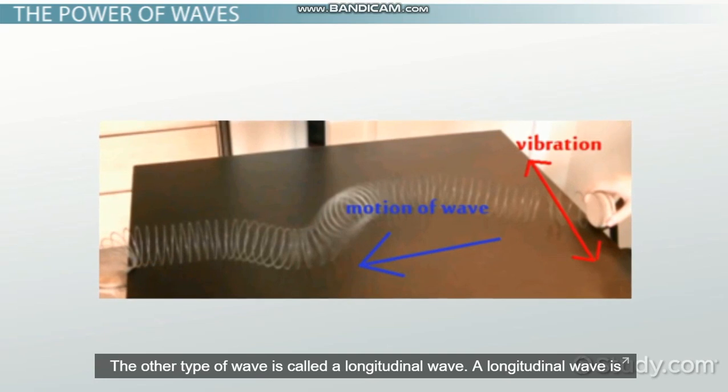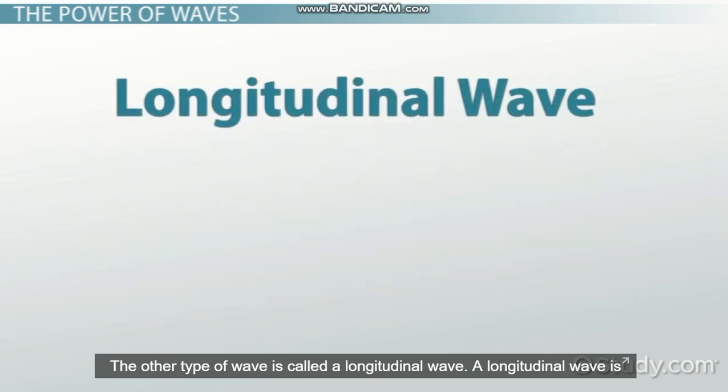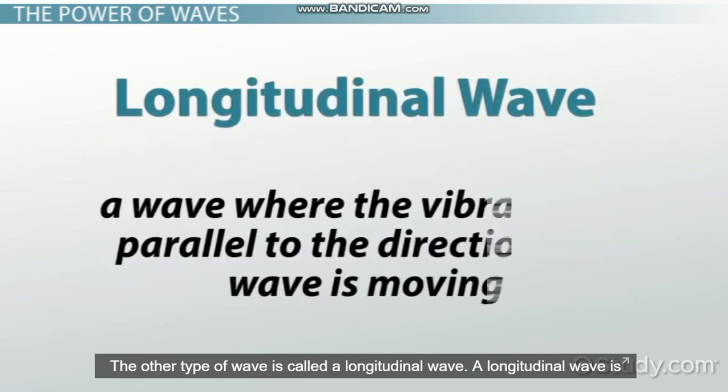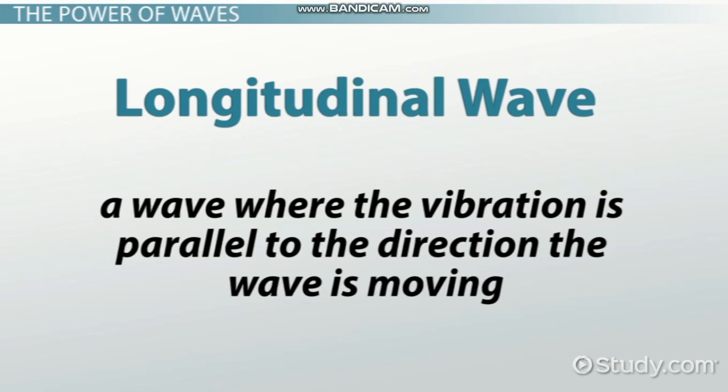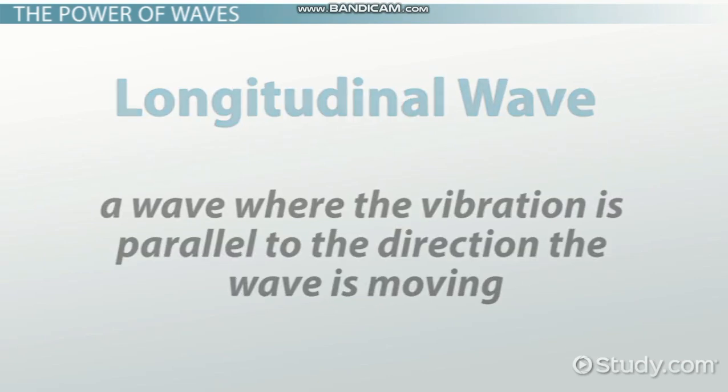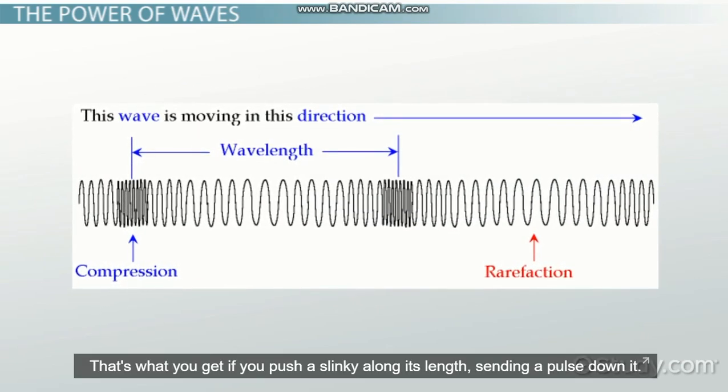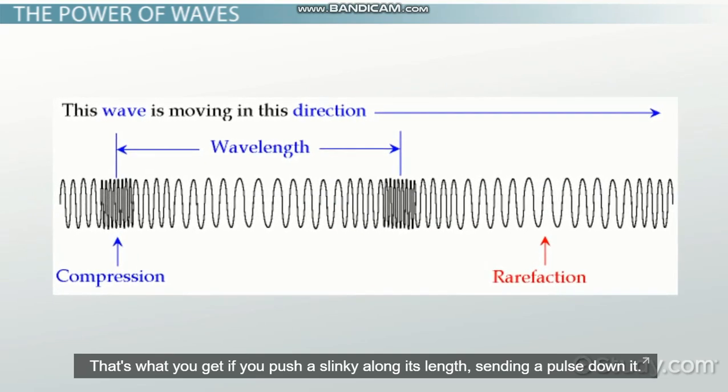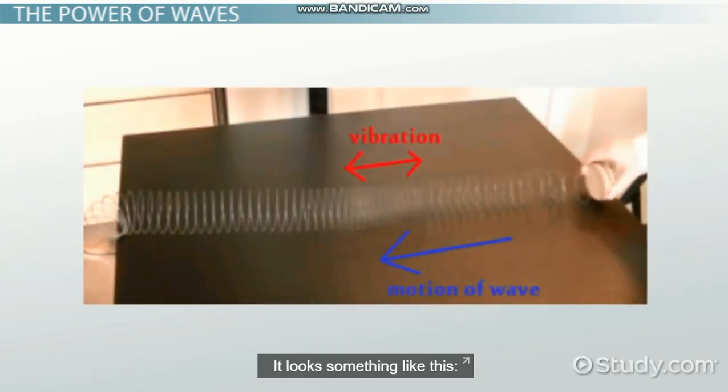The other type of wave is called a longitudinal wave. A longitudinal wave is a wave where the vibration is parallel to the direction the wave is moving. That's what you get if you push a slinky along its length, sending a pulse down it. It looks something like this.